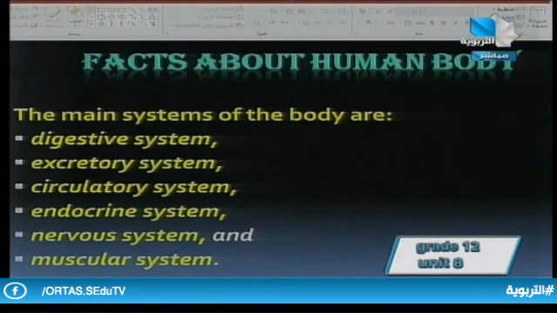And of course, each system contains many organs. Yes, that's what we mean by system. Each one of these systems contains a number of organs, and each system has a function to do in the body. Each one of them has specific functions, and they are named according to their functions.